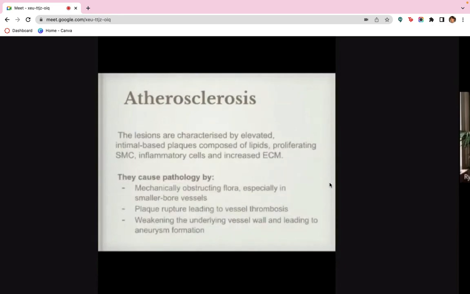Next will be your atherosclerosis. Your atherosclerosis is a slowly progressive disease of large to medium-sized muscular and elastic arteries. So they cause pathology by, number one, mechanically obstructing the flow, especially on small bore vessels, and then plaque rupture leading to vessel thrombosis and weakening the underlying vessel wall and leading to aneurysm formation. Okay? So minsan kasi kaya tayo nagkakaroon ng aneurysm or pumuputok yung ating mga blood vessel kasi hindi na niya nakakayanan yung increased pressure na kung saan, di ba, dinideliver niya yung ating blood into our circulation.